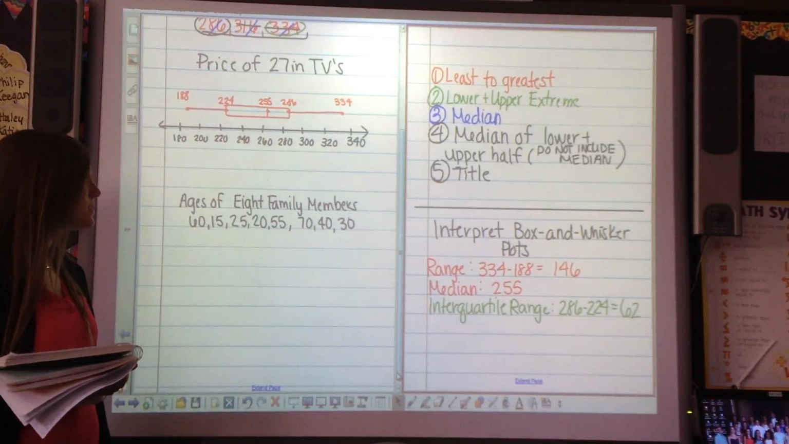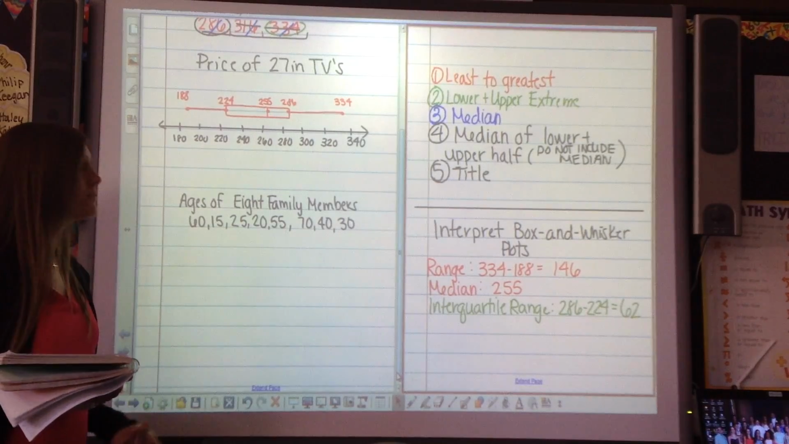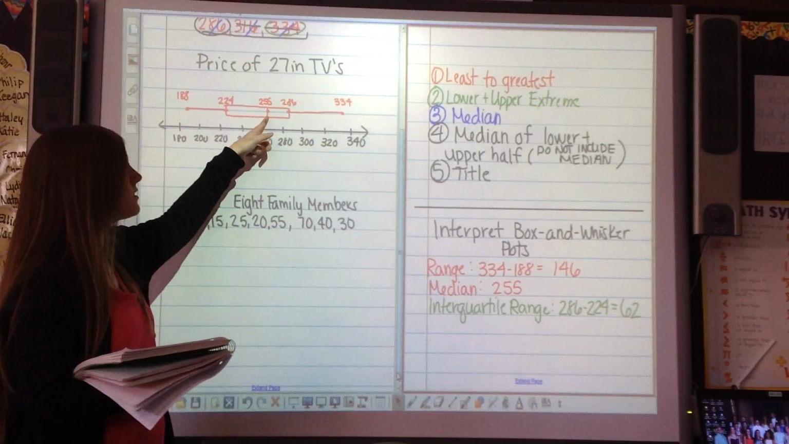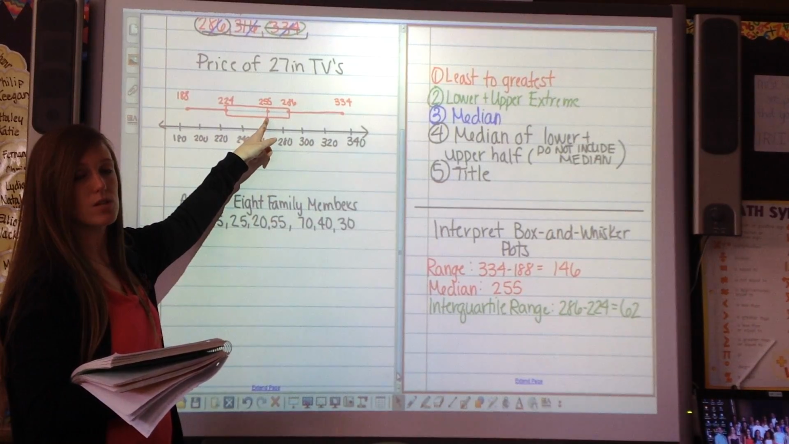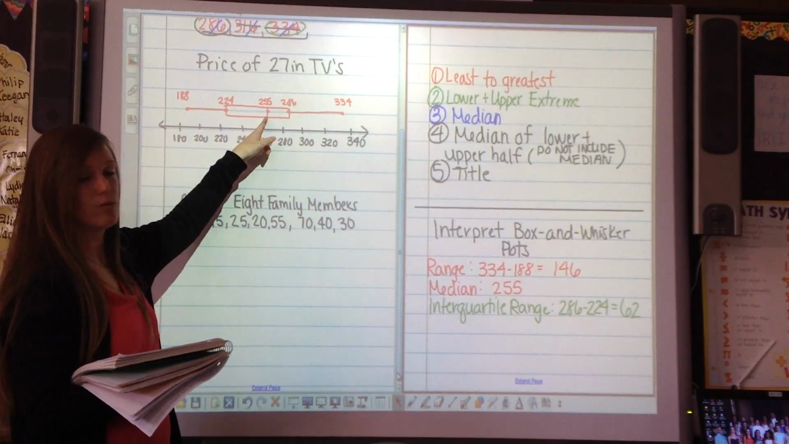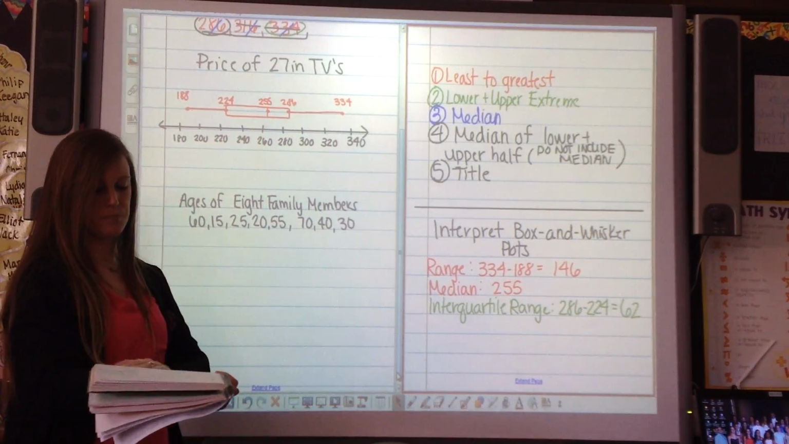They could ask how many TVs were more than $255, so more than would be this right here. Again, they're not looking for a specific number, they're just looking for different percentages. 50% are more than $255.